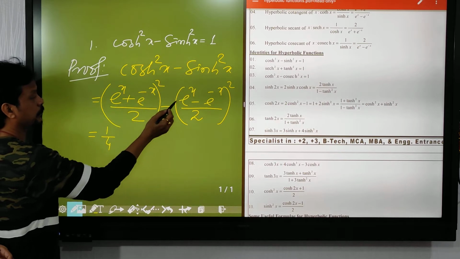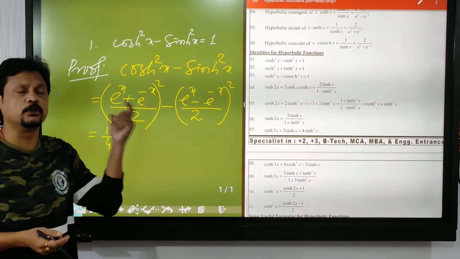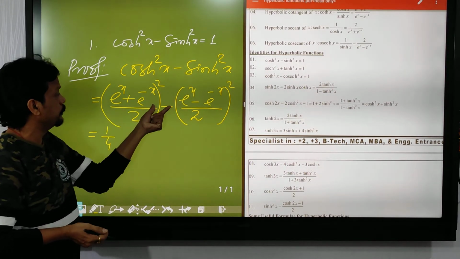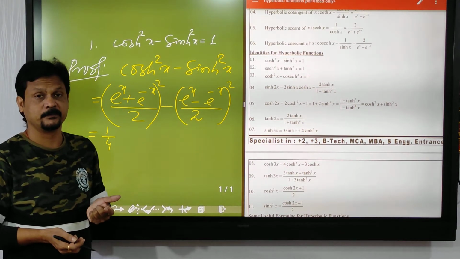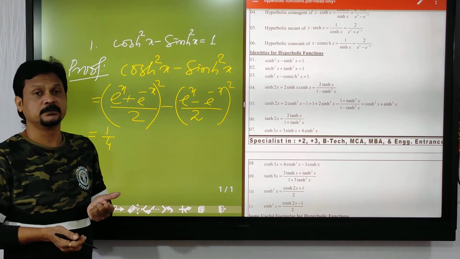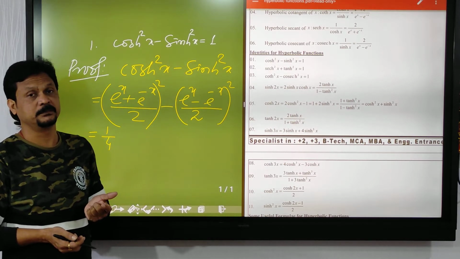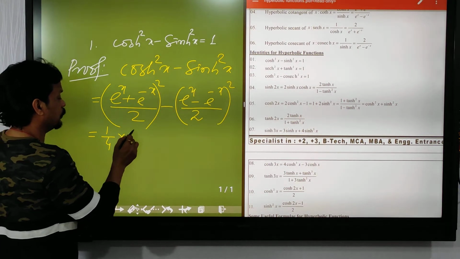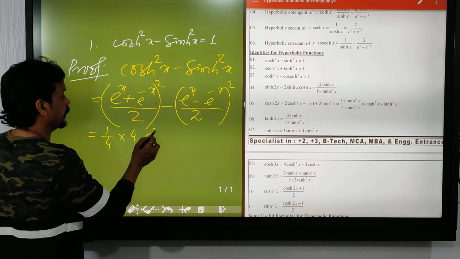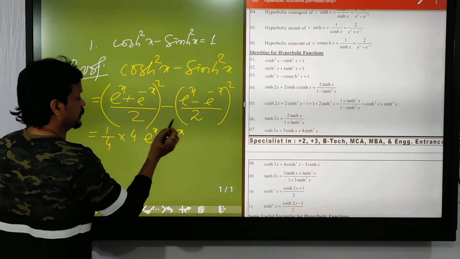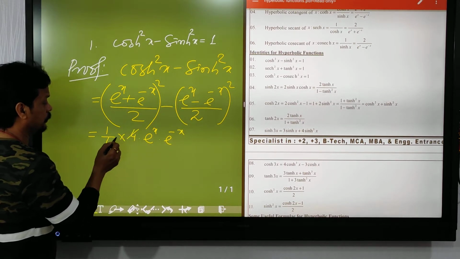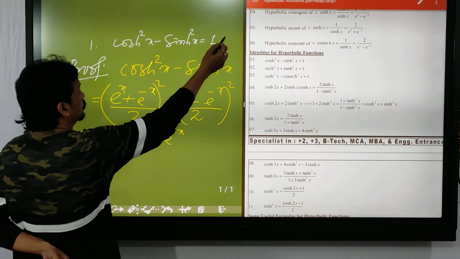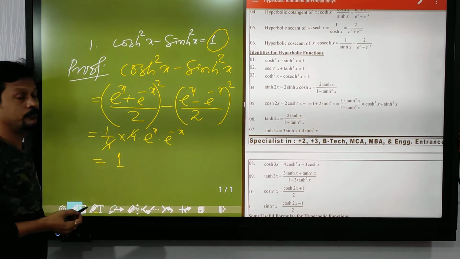Now a plus b whole square minus a minus b whole square. Don't open the whole square. Recall the class 6-7 formula. A plus b whole square minus a minus b whole square will be 4ab. So directly you should write 4. A is e to the x, b is e to the minus x. So 4 cancels out, and these two cancel out. The answer is 1, which is your right hand side.